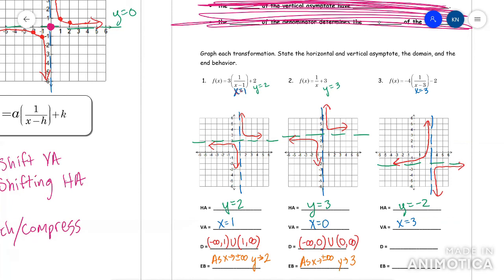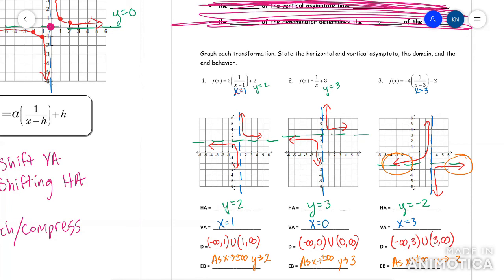And so now if I was answering domain, this section of line runs from negative infinity to my VA of 3. And then this section of line runs from that VA of 3 to positive infinity. And then lastly, the end behavior, these arrows are going to level off on that green line. So if you go plus or minus infinity on your x, that means go left or go right, those arrows are going to level off at that HA of negative 2.